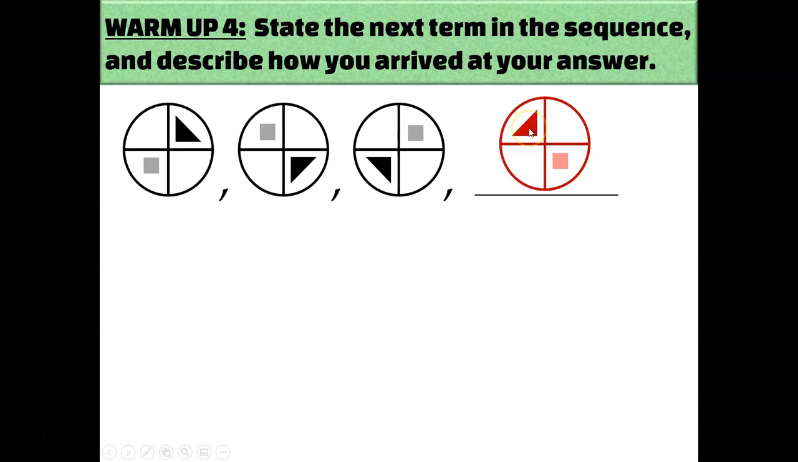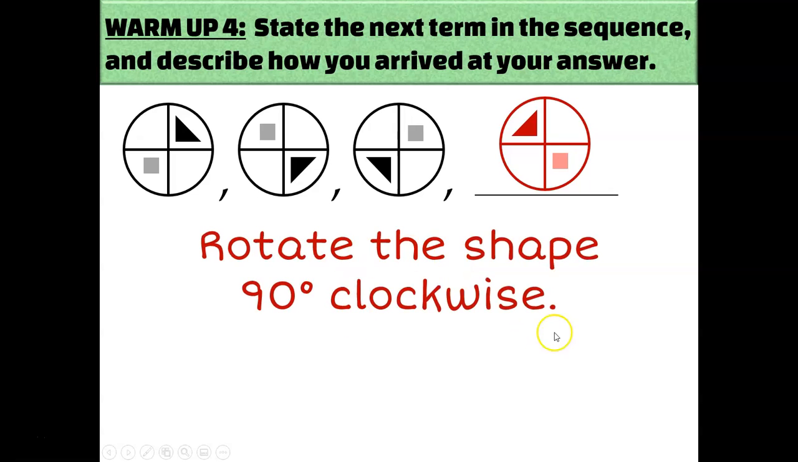I've got, well, not black because it turned red, but I've got a dark triangle in the top left-hand corner, which makes sense because the triangle was rotating around. And I've got a light-colored square in the bottom right-hand corner, because the gray square was rotating around as well. So really, all we're doing for this is rotating the entire shape 90 degrees clockwise.